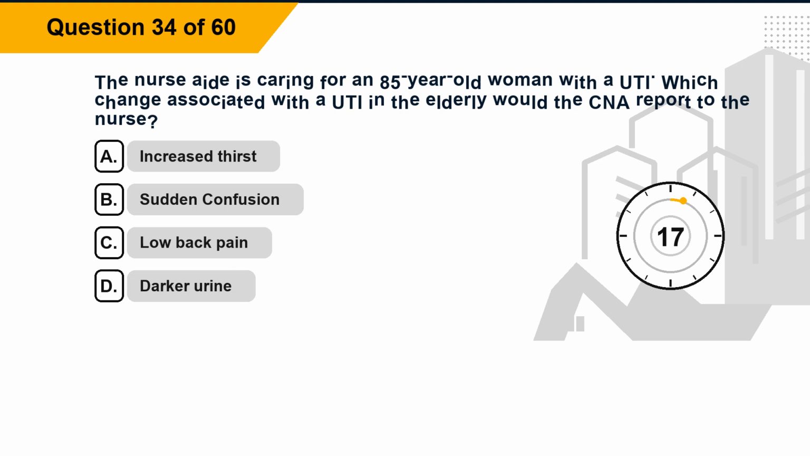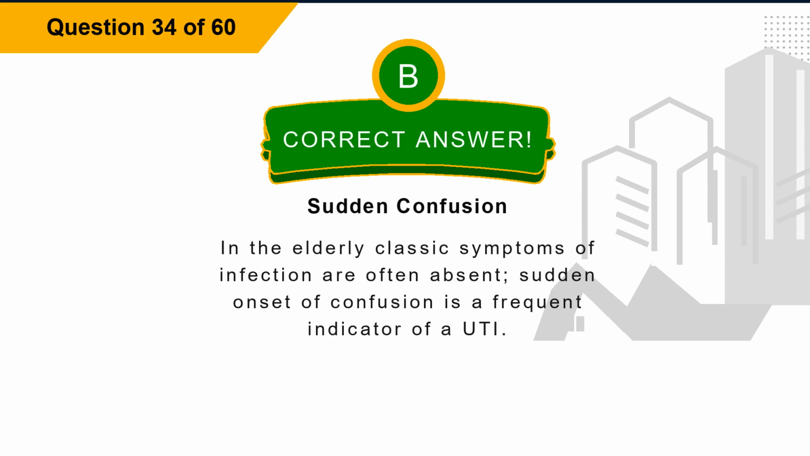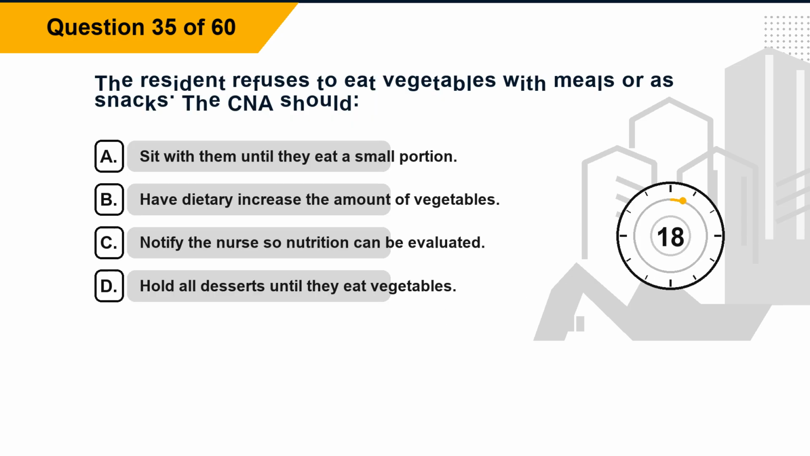Question 34. The nurse aide is caring for an 85-year-old woman with a UTI. Which change associated with a UTI in the elderly would the CNA report to the nurse? Option A. Increased thirst. Option B. Sudden confusion. Option C. Low back pain. Option D. Darker urine. The correct answer is option B. Sudden confusion. Explanation. In the elderly, classic symptoms of infection are often absent. Sudden onset of confusion is a frequent indicator of a UTI.